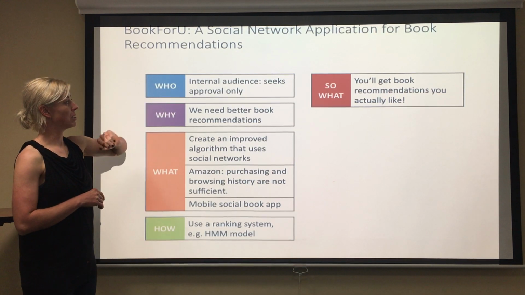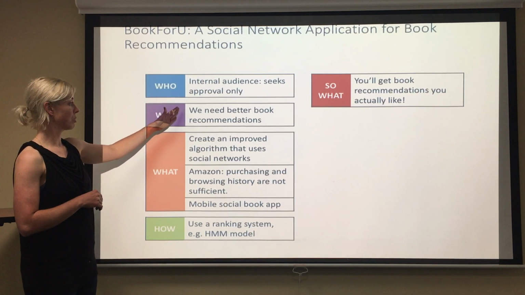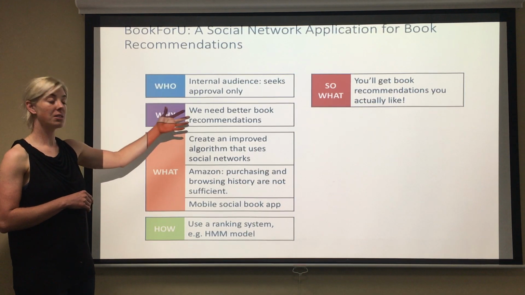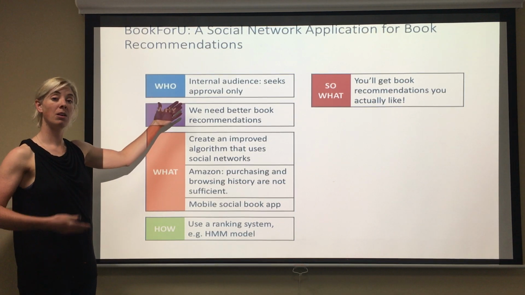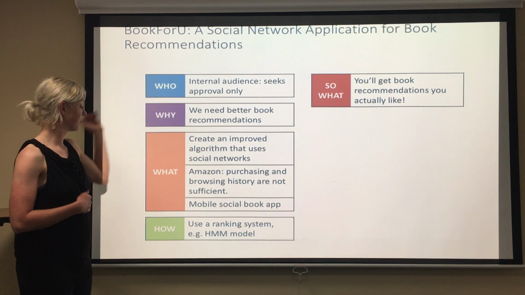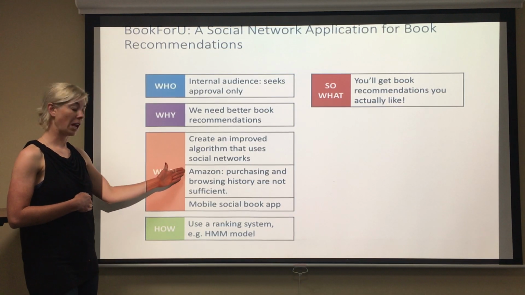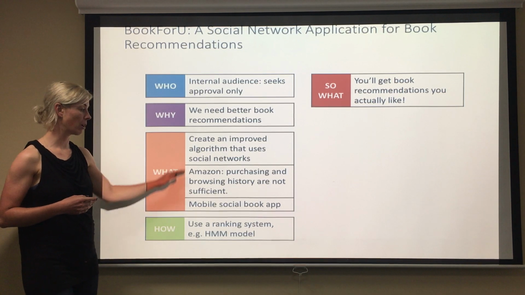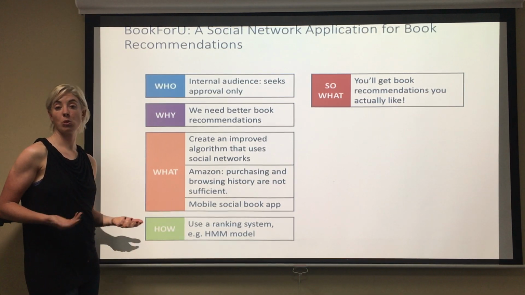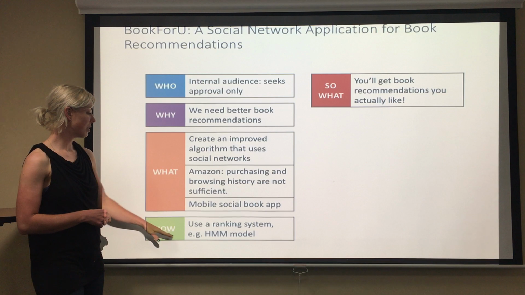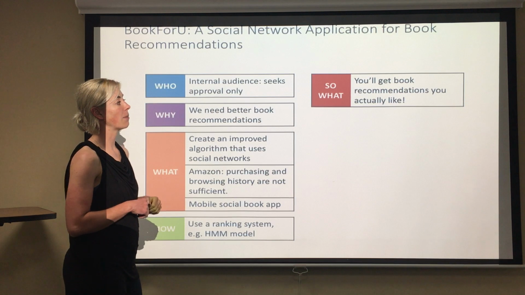who is the audience? It was internal, it seeks approval only. Their motivation, we need better book recommendations. Some data or citations that support the fact that book recommendations are currently bad might help strengthen their case. They're going to create and improve algorithm that uses social networks, like Amazon. It's very powerful to compare and contrast to existing services. And their end deliverable was going to be a mobile social book app. How they're going to do this? They're going to employ a ranking system or a hidden Markov model, and you'll actually get book recommendations you like.